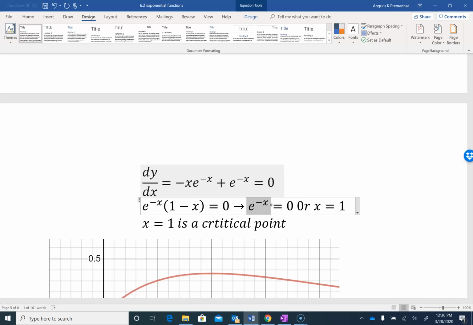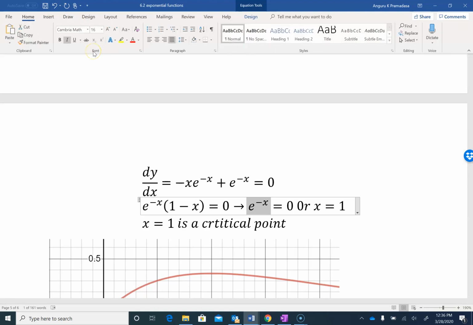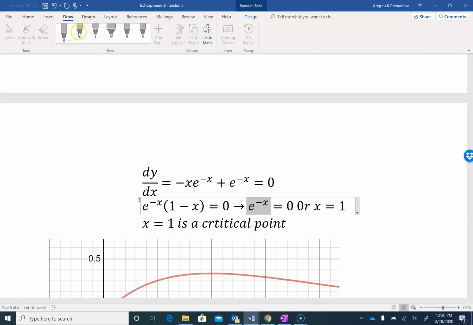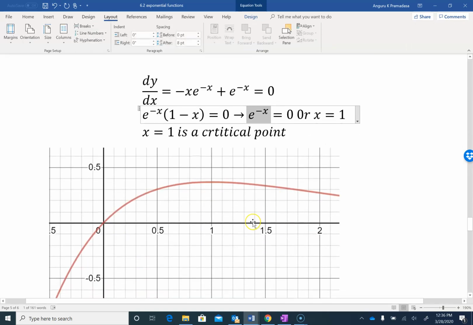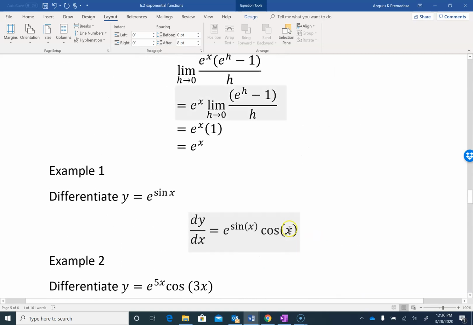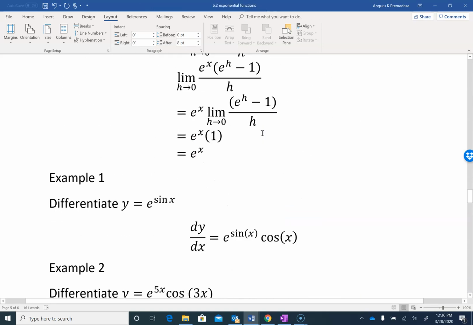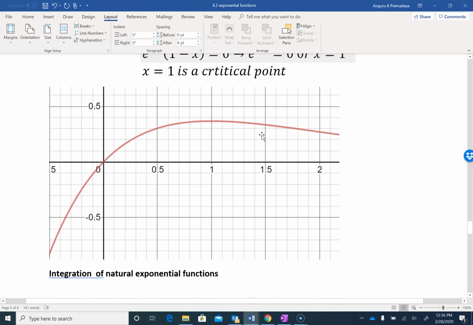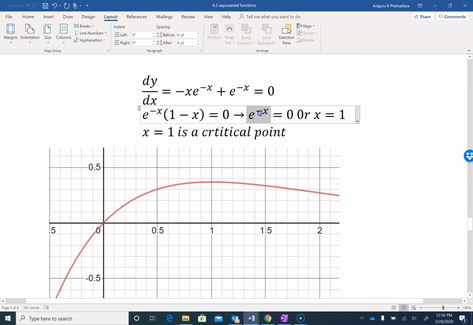If you look at the e to the negative x graph, let's just try to see if I can draw this. Because we saw that earlier, we can't have e to the minus x equals 0. So we must have x equals 1.